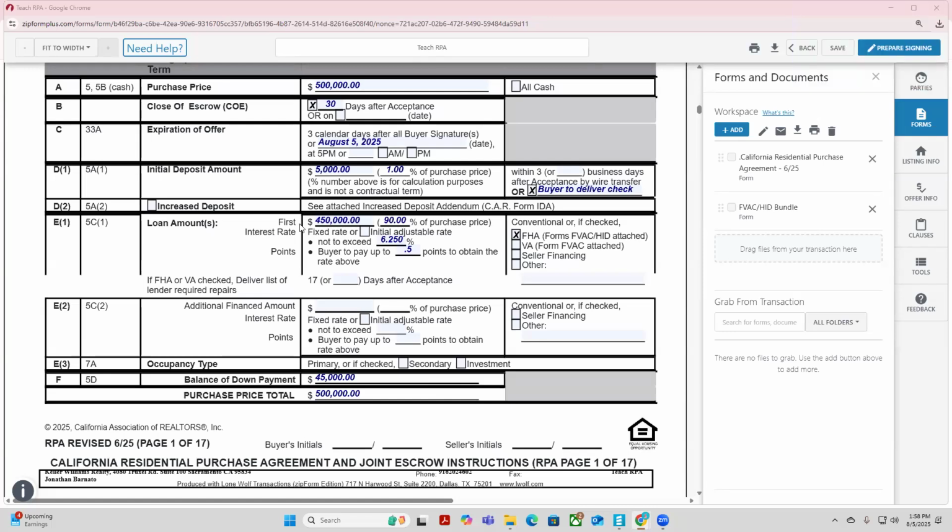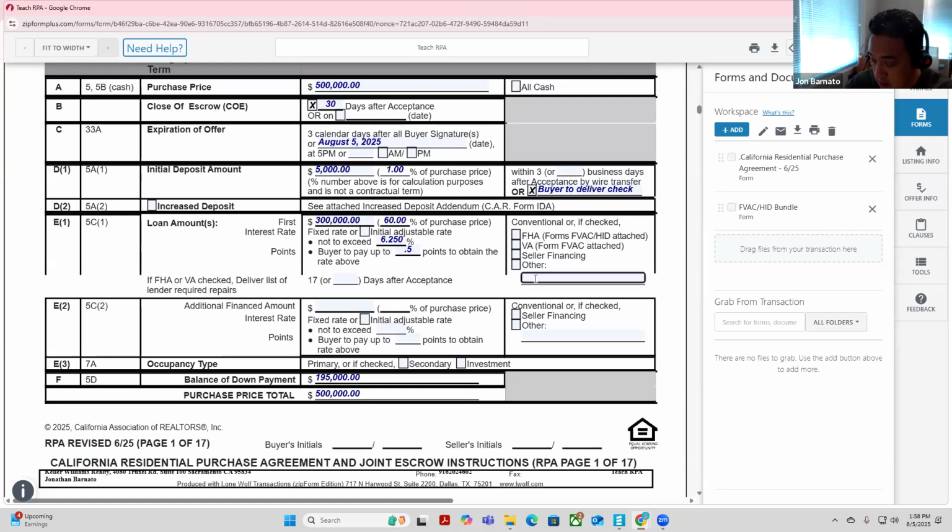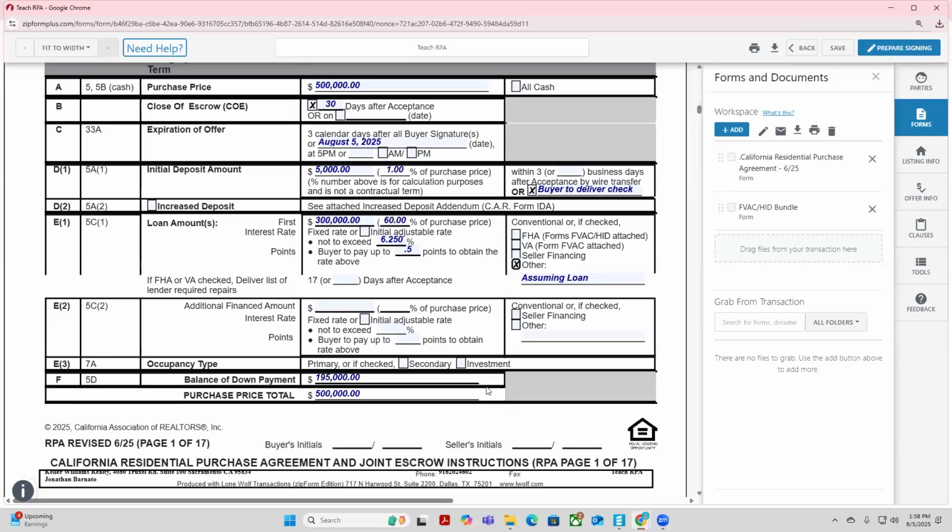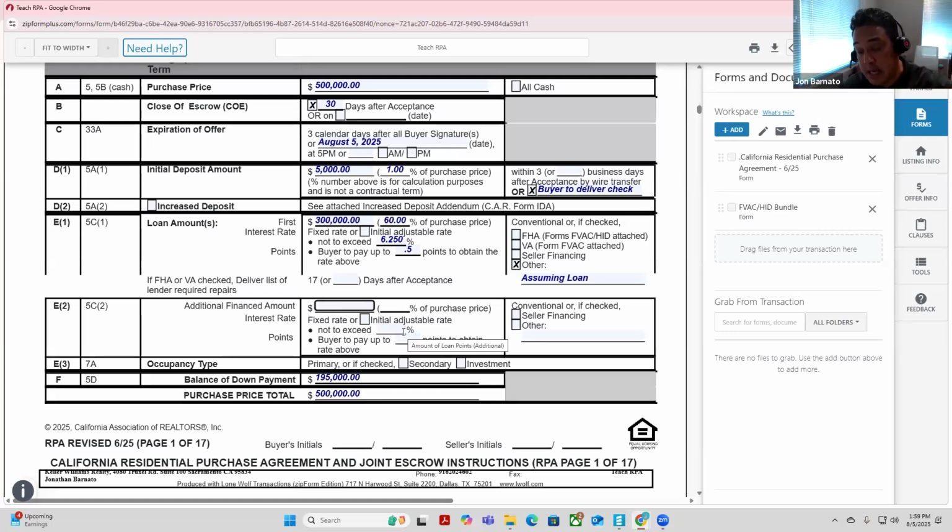So say the down payment is 500 and the initial loan that you're assuming is 300,000, right? I would check FHA, and I would just put in the term, what do you call it, assumed loan, or something like that, just so they know. And then if they're getting secondary financing, that's going to fall into second position behind that assumed financing. Then I would put that amount there.